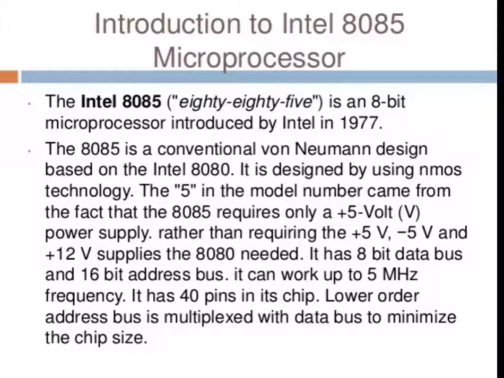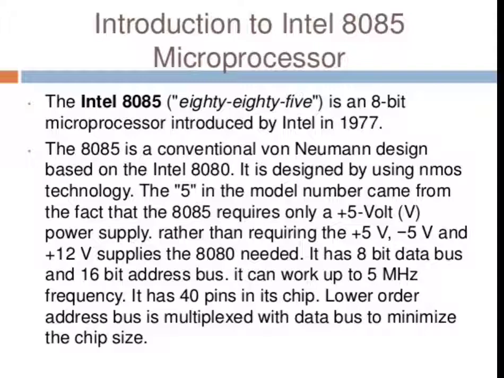Actually, it is an 8-bit microprocessor. This design is based on the von Neumann design. It uses NMOS technology. NMOS means N-type metal oxide semiconductor. In Intel 8085, the last number 5 indicates a 5 volt power supply. The 8085 requires 5 volts power supply for its working.